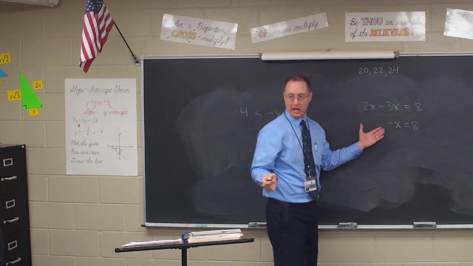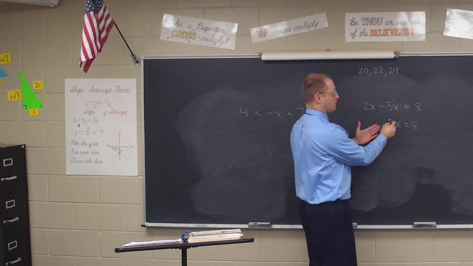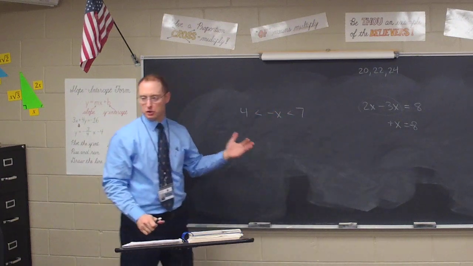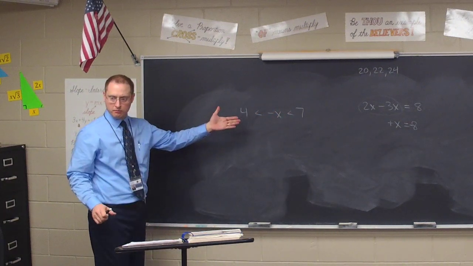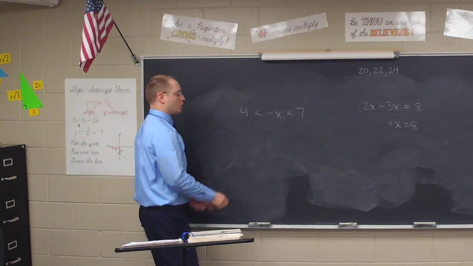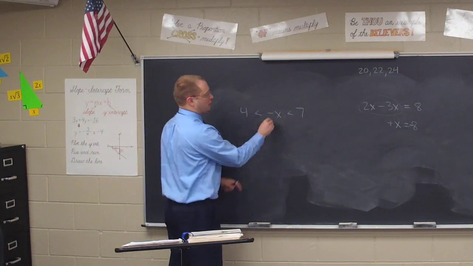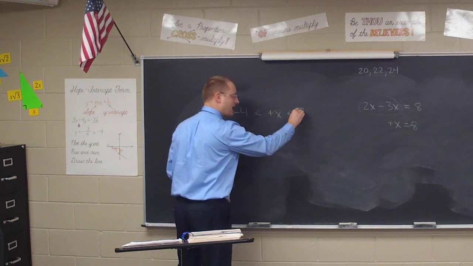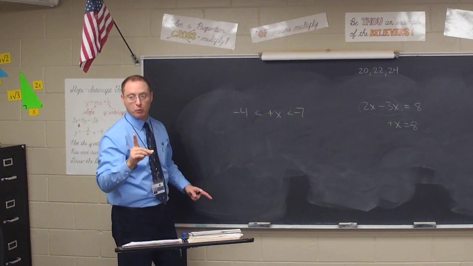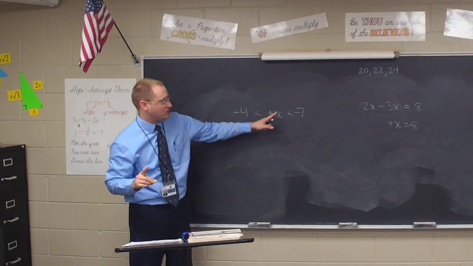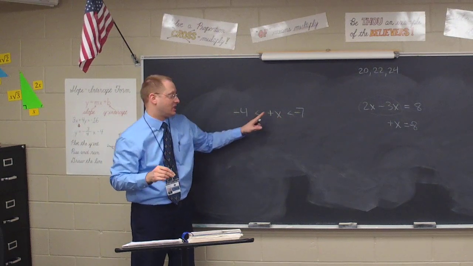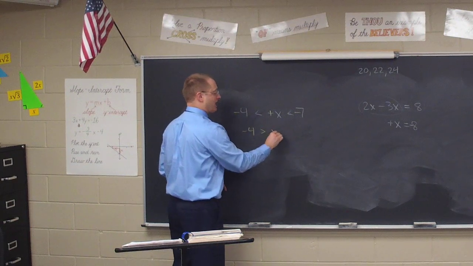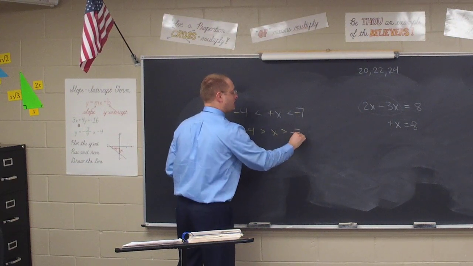And then I said, do what, class? Change the signs, right? Because we don't solve for negative x, we solve for positive x. We know what I need to do here? Change the signs. So instead of a negative x right here, make it a positive x. And change the signs. But remember, when you change the signs, these are also signs that need to change. So you end up getting negative 4 is greater than x is greater than negative 7.